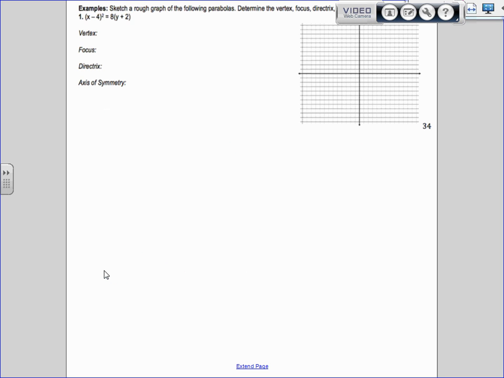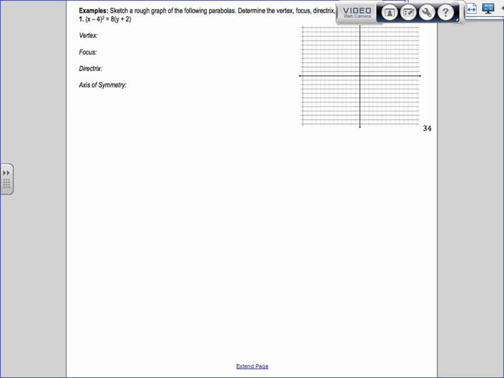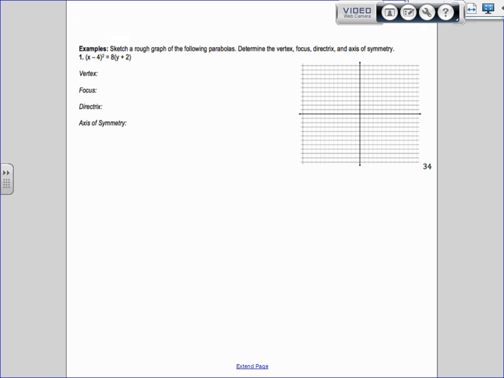Okay, so the very first example. It says, sketch a rough graph of the following parabolas. Determine the vertex, the focus, directrix, and axis of symmetry. We're also going to find the focal width. So I left that off. On the very bottom, you can put focal width, and we'll have it on each example.